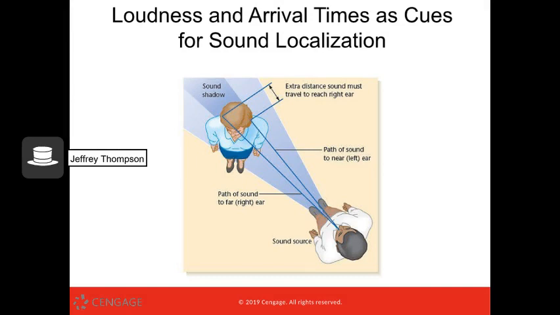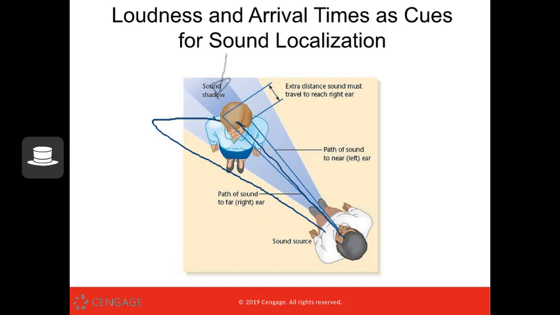So here we can see both localization and the sound shadow, right? So the sound's going to have a harder time reaching the right ear because it has to pass through the brain or bounce off something and then hit the ear, right? So that extra distance is caused by the sound shadow. The differences in arrival times cues the brain into knowing where the sound is coming from.